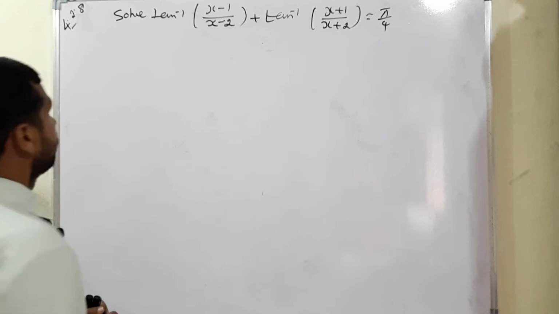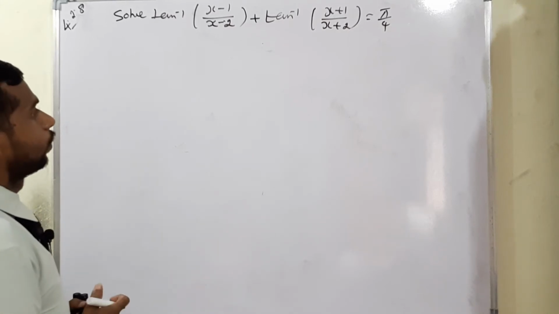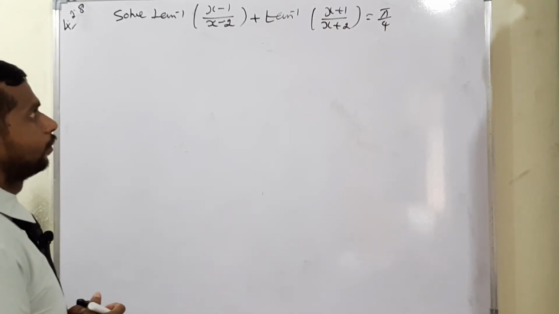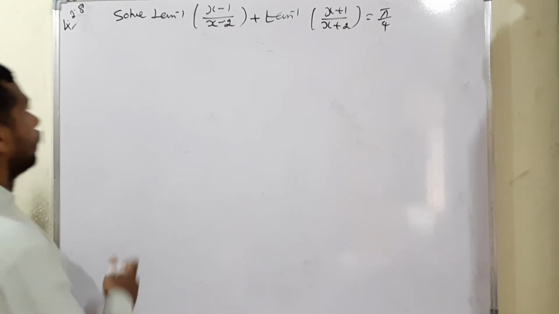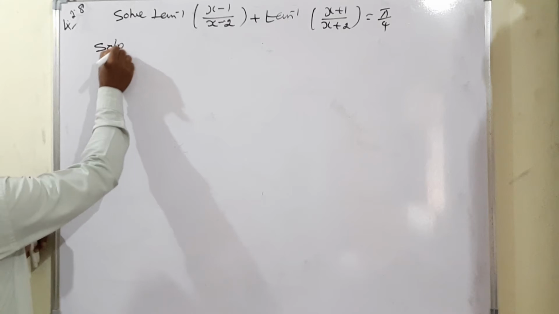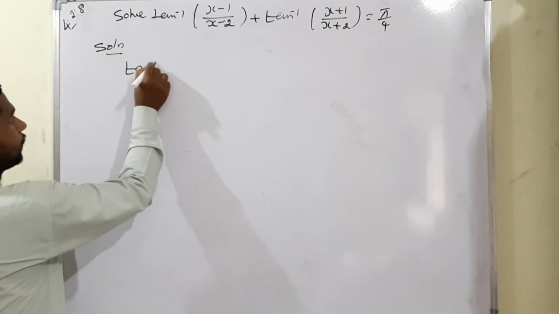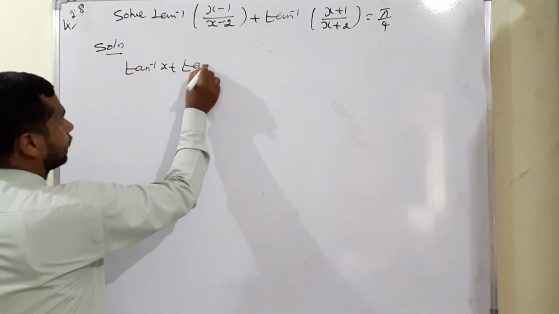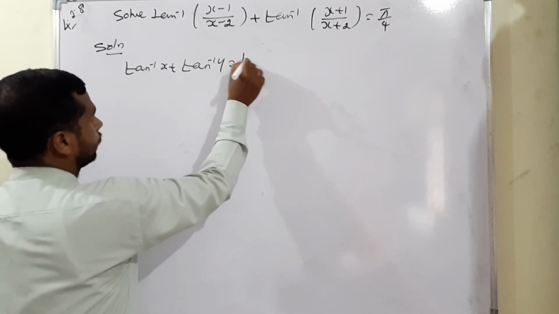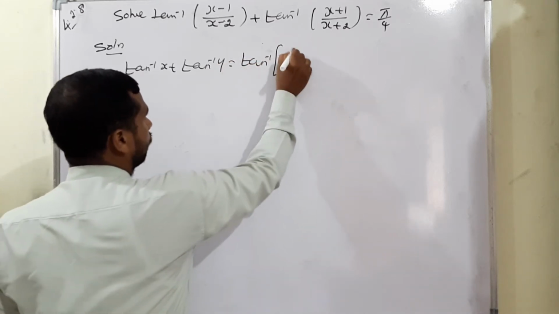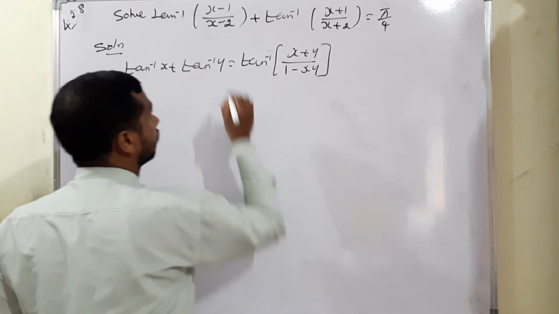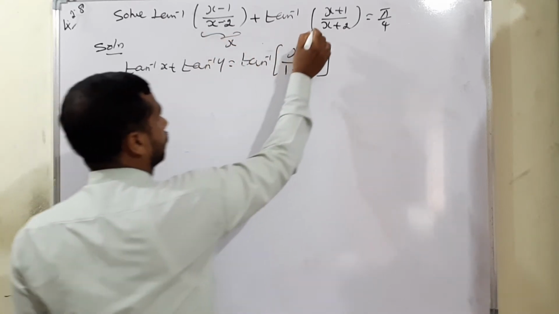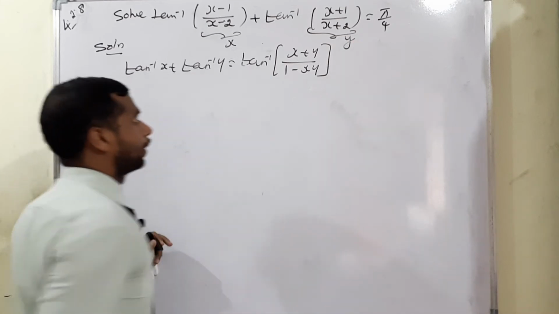Example 4.28, solve tan inverse of (x minus 1) over (x minus 2) plus tan inverse of (x plus 1) over (x plus 2) is equal to pi by 4. Solution, the main formula: tan inverse x plus tan inverse y is equal to tan inverse of (x plus y) over (1 minus xy). Consider the first term as x and the second as y.